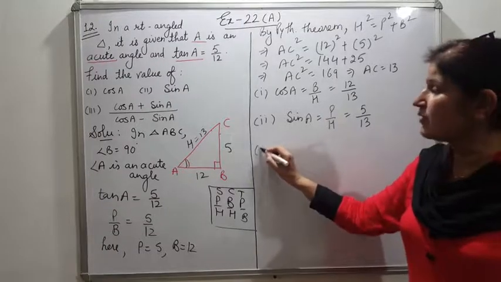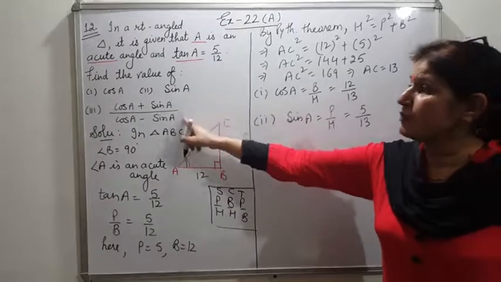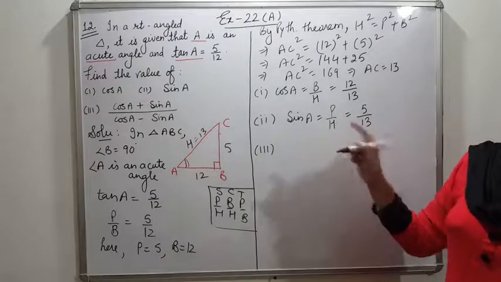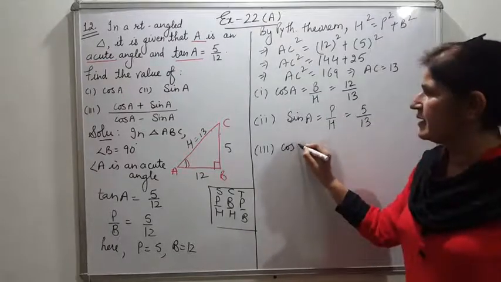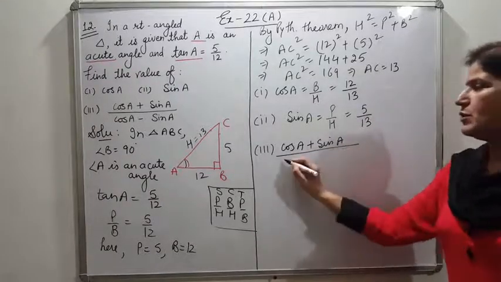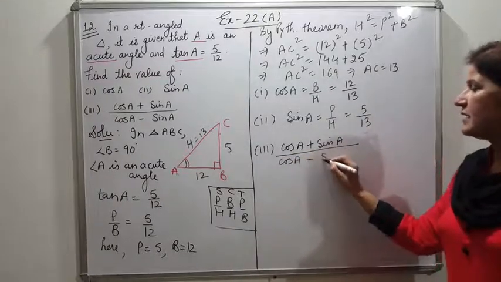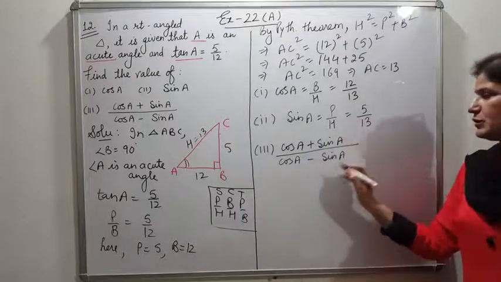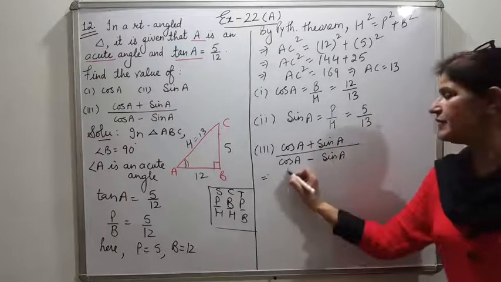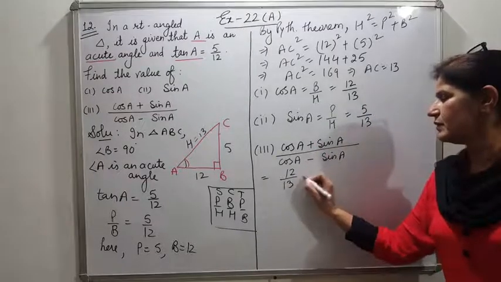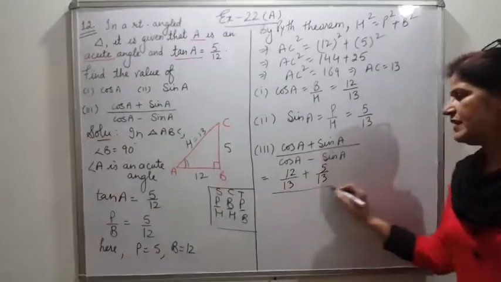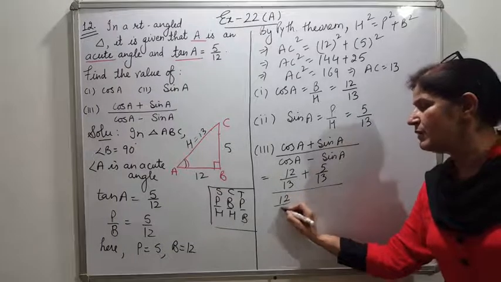Now in the third part, what you have to do? You have to find the value of cos A plus sin A upon cos A minus sin A. Already we have found the values. We will use the same values here and substitute. Cos A you can substitute as 12/13 and sin A 5/13. Similarly here the same values will come, but with a minus.